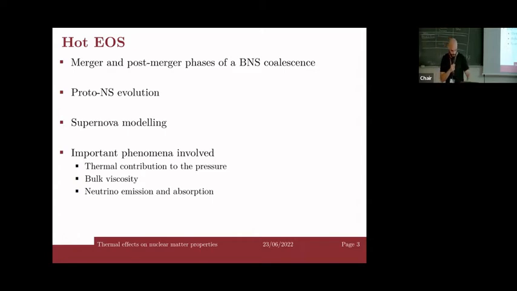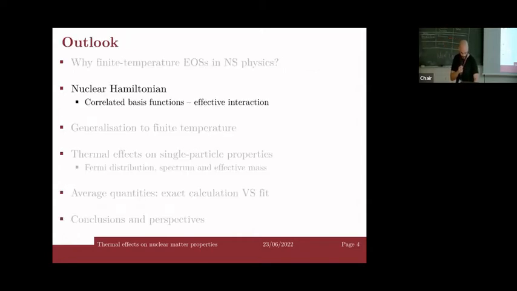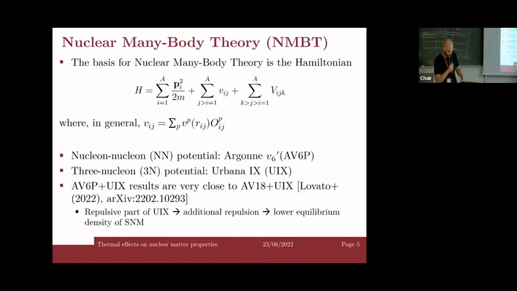So first of all, here I'm not going to talk about the relativistic mean field model. Actually, we work within the context of non-relativistic nuclear many-body theory. Some of the well-known equations of state, such as the APR equation of state, are based on that. The basis of non-relativistic many-body theory is this Hamiltonian that you can see, where we have a kinetic part, a two-body potential, and a three-body potential.